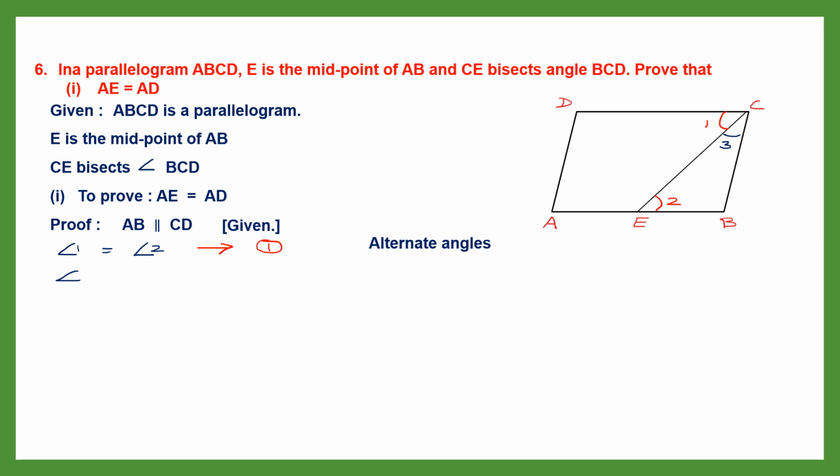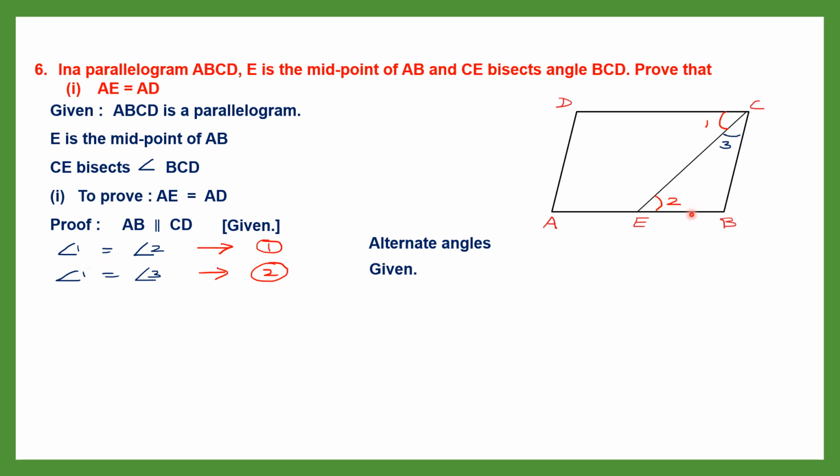Angle 1 is equal to angle 3 and this is given to us. So this will be equation 2. So let's write this as equation 2. So far I hope you've understood.